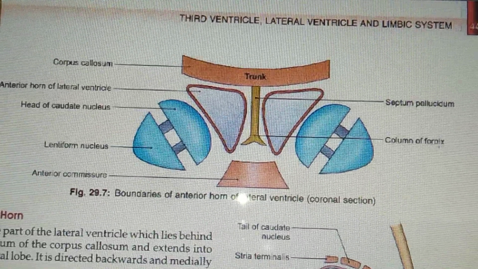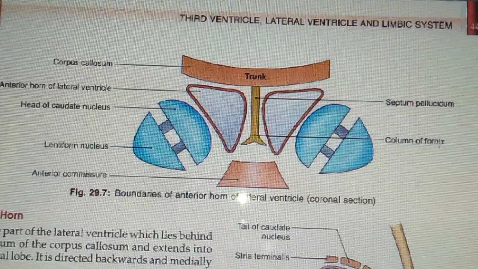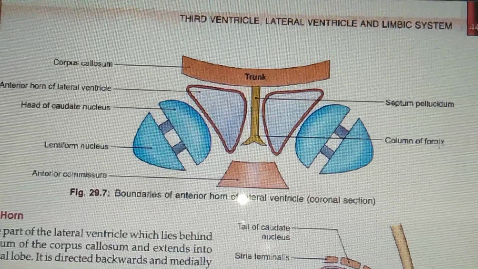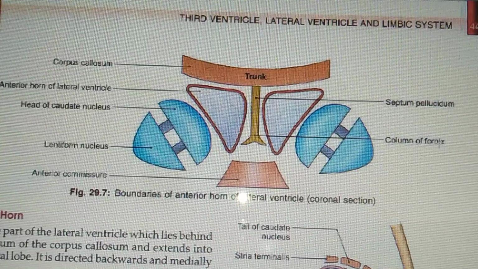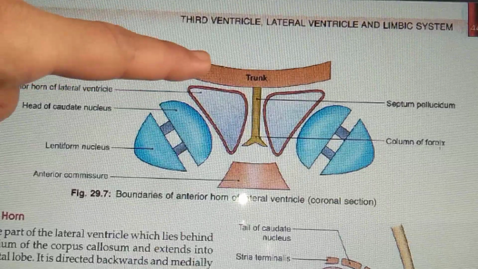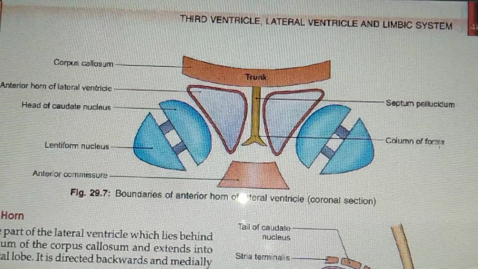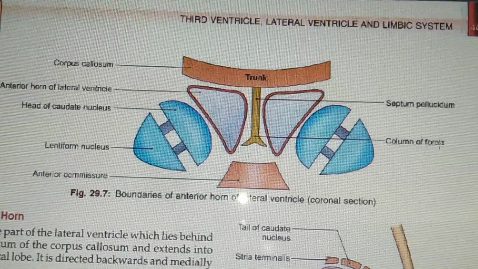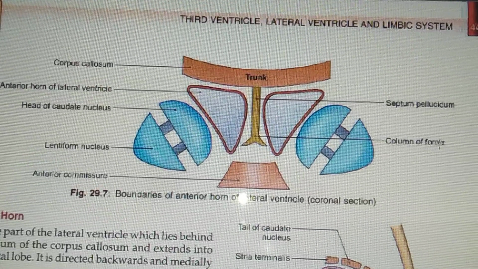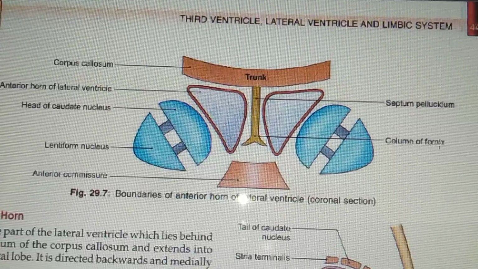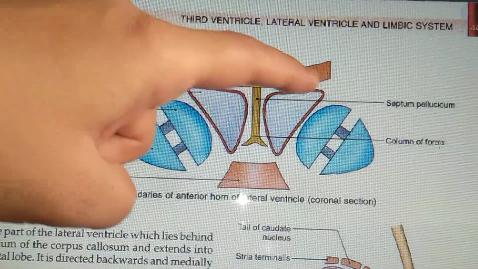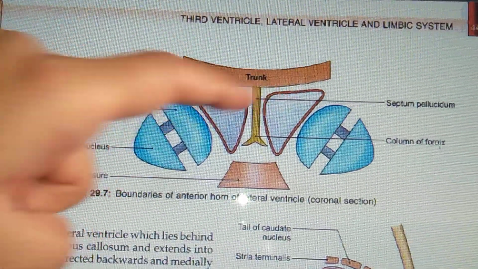Now the boundaries of the anterior horn. The anterior boundary is formed by the posterior surface of the genu and the rostrum of the corpus callosum. So this corpus callosum will be forming the roof and the anterior both, right? Posterior surface of the genu and the rostrum of the corpus callosum forms the anterior boundary, and the anterior part of the trunk of the corpus callosum, this area, is forming the roof.